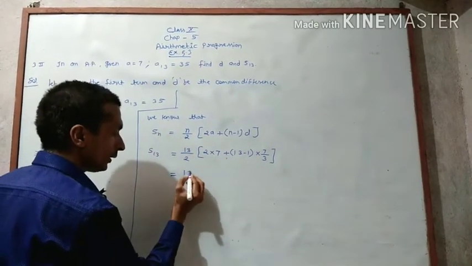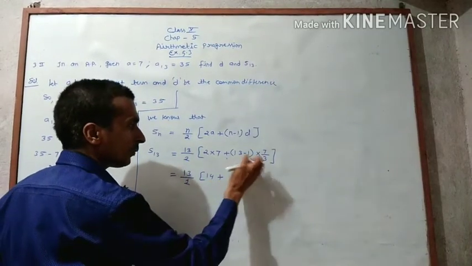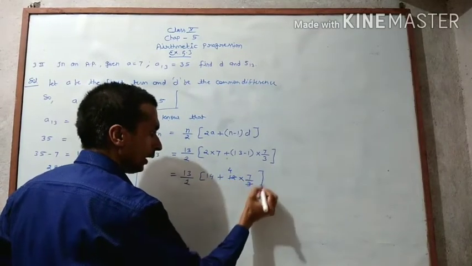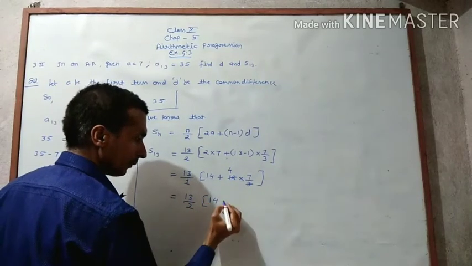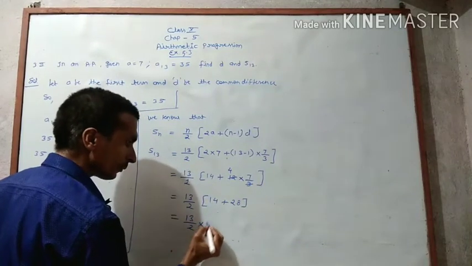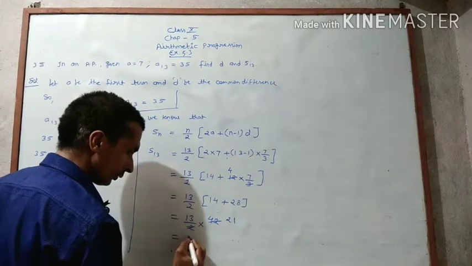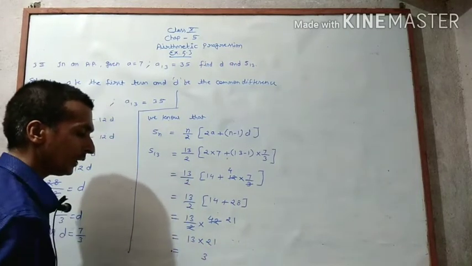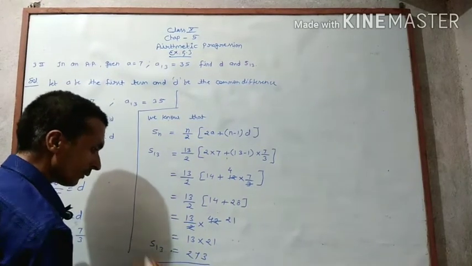We will simplify this one. 13 upon 2 as it is, 2 7s are 14, plus 13 minus 1 is 12, 7 upon 3, 3 4s are 12. Now you can multiply this number, 4 into 7, how much? 28. After adding we will get 42, 42 divided by 2, it's 21. So 13 into 21, 21 3s are 63 and 21 1s are 21, plus 6, 273. The required value of S13 is 273.